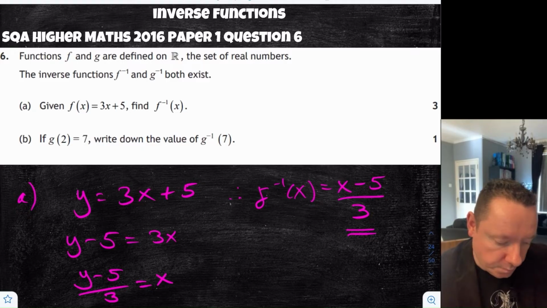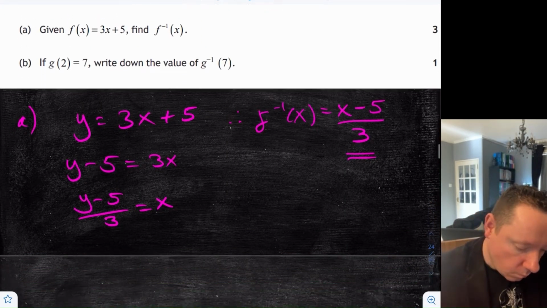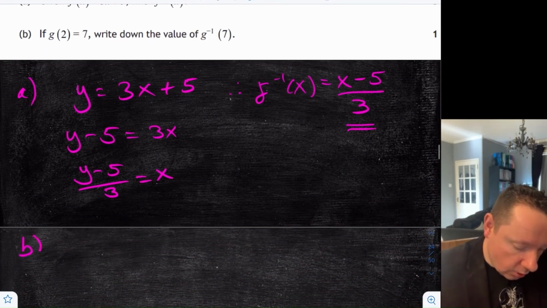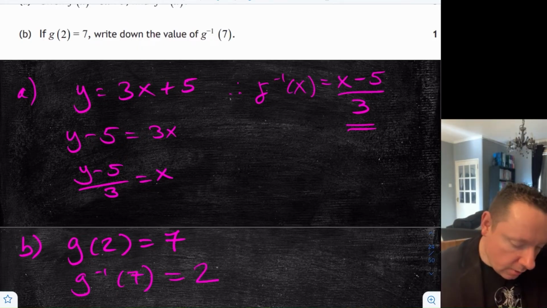And we're done there. Part B, if g of 2 equals 7, what is the inverse function of g of 7? Right, that sounds a bit strange, but this relies on you knowing what this means. If I put in 2 and I get 7, then that means that if I put in 7 in the inverse, that takes me back to 2. So that just means the inverse of 7 is just 2. There we go.